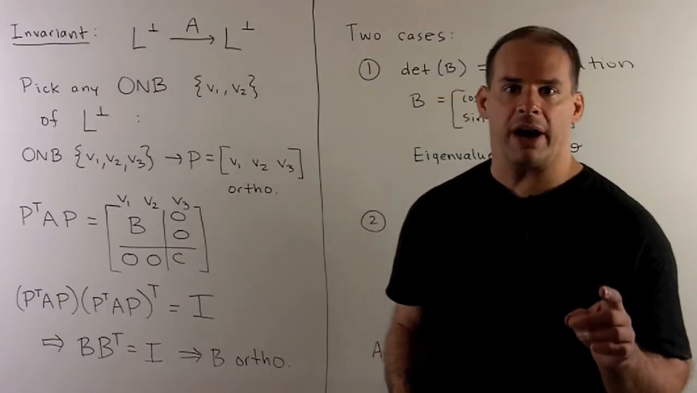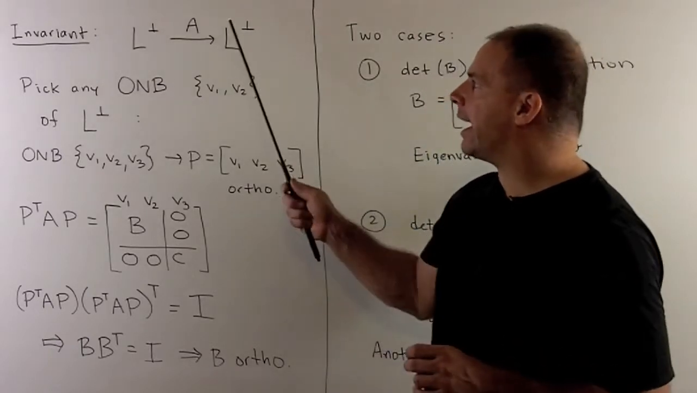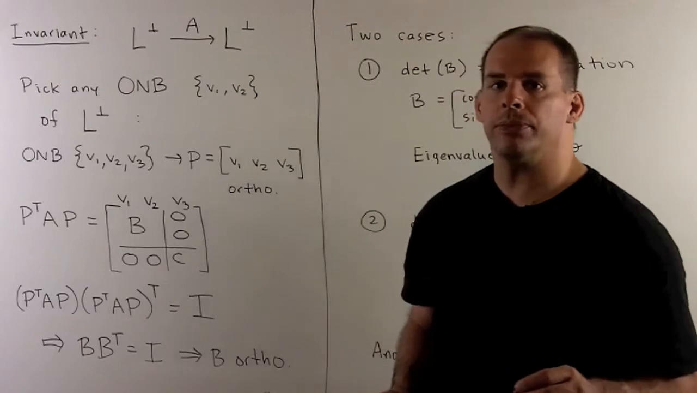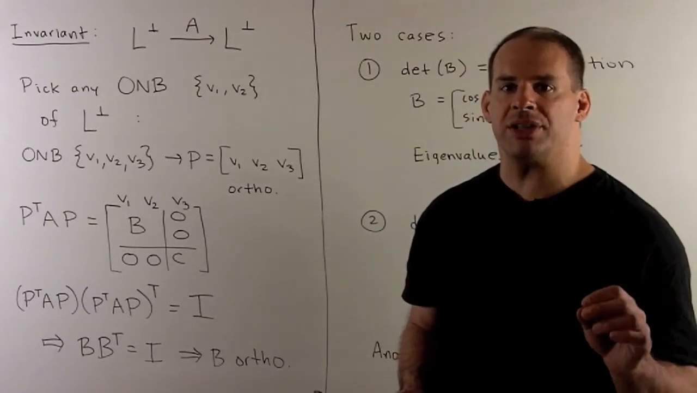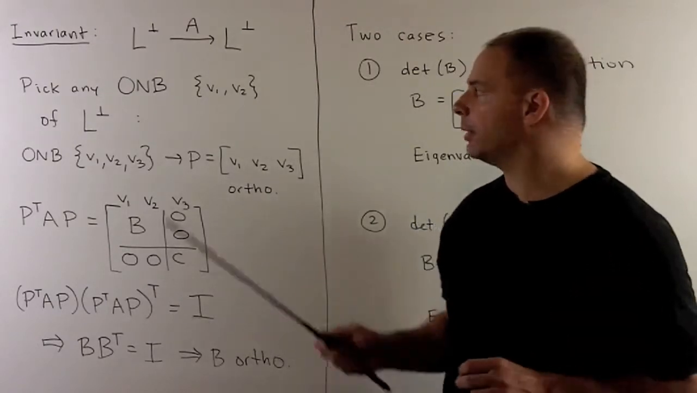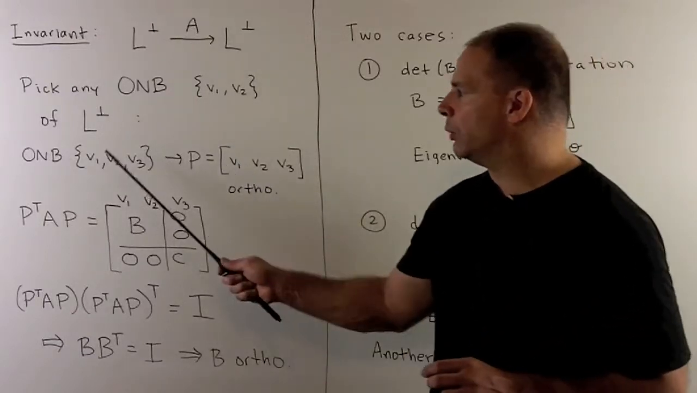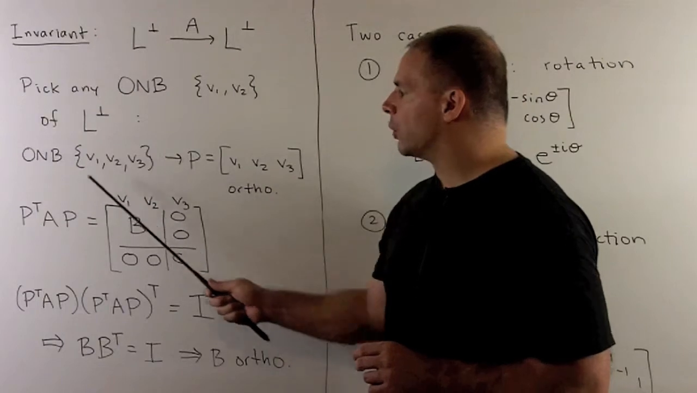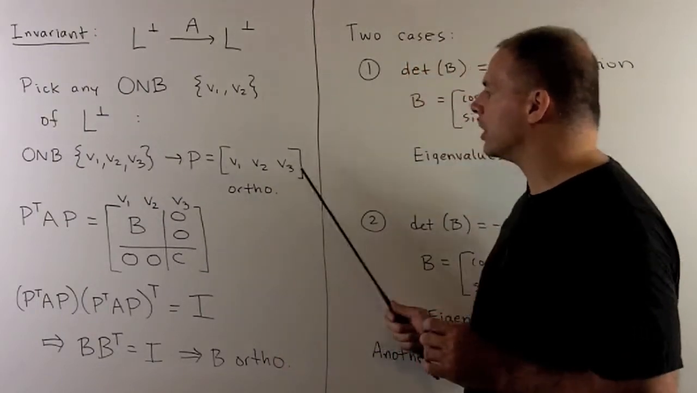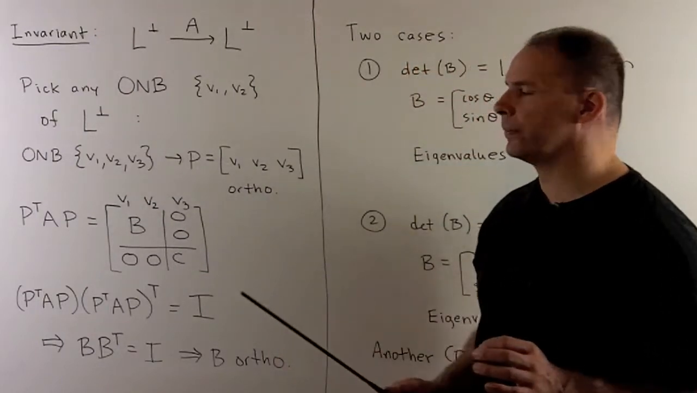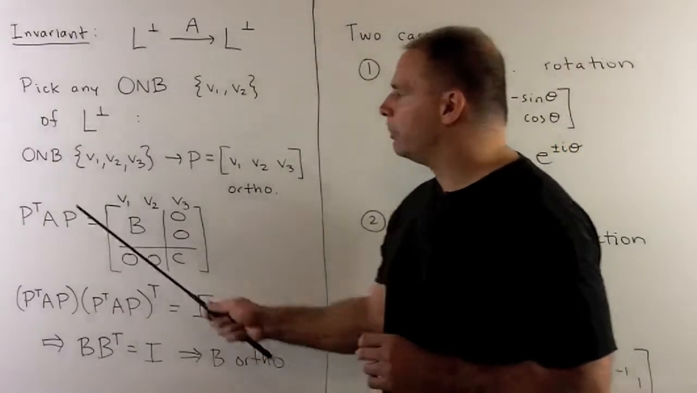How do we make use of invariance? Well, we have A carries L perp to L perp. So we'll choose any orthonormal basis V1 and V2 of L perp. That'll give us an orthonormal basis of R3, V1, V2, and V3. So we'll load these vectors in as the columns of an orthogonal matrix P. Now we consider P transpose AP.